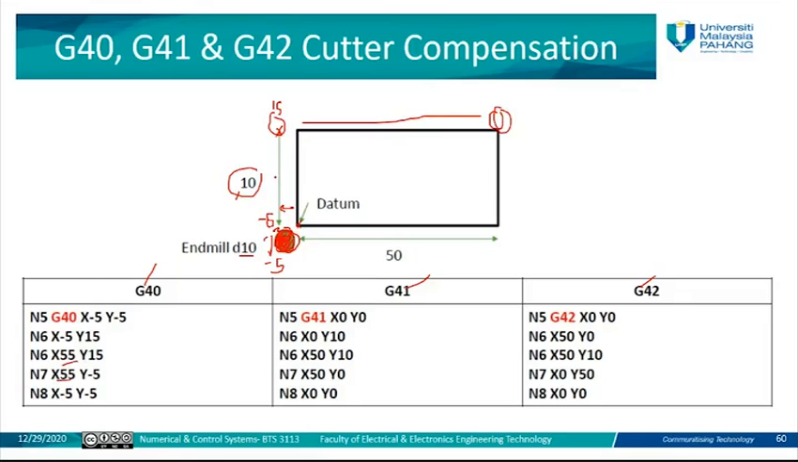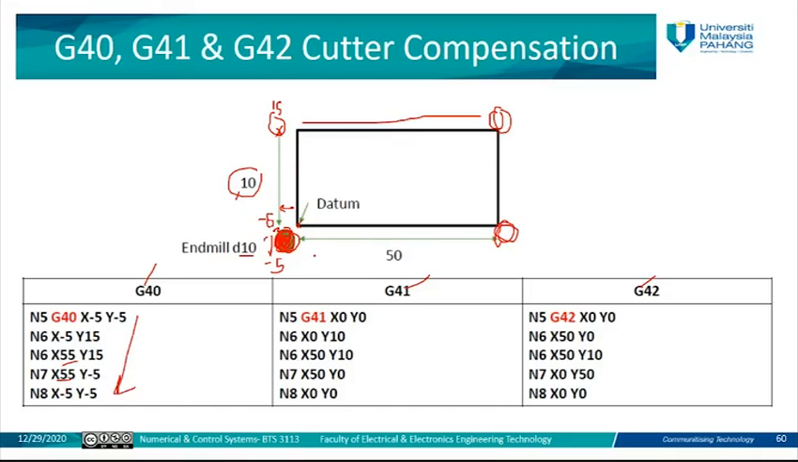If we assume the diameter of this cutter is 5 millimeter, then go to this point also the same, it will go to this point here after this border. So it will be -5 in the y-axis and 55 in the x-axis. So this is how it works in the case where there is no compensator.